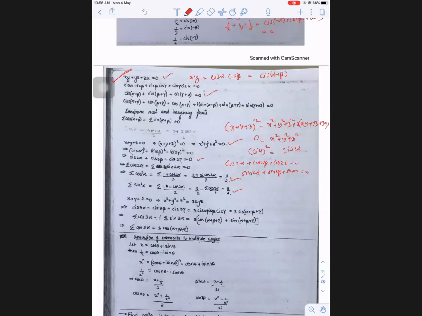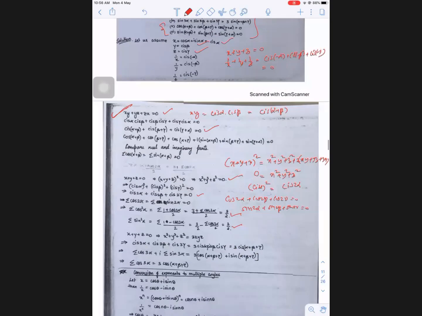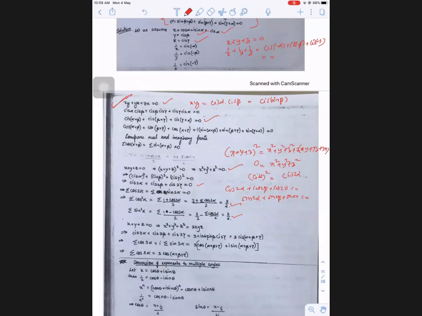And the other result is related to the third and fourth questions: cos 3 alpha, cos 3 beta, cos 3 gamma. Cos 3 alpha coming means indirectly cis alpha whole cube is coming, so our formula is related to x cube. So we are using this result: if x plus y plus z equal to 0, then we know x cube plus y cube plus z cube equal to 3xyz.